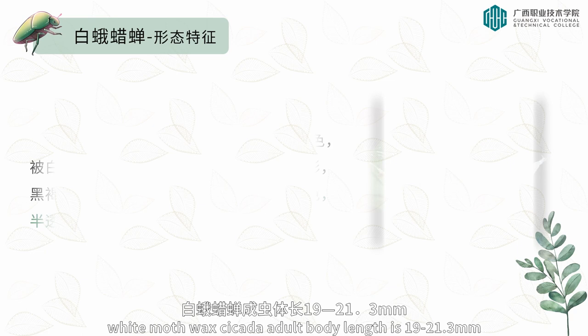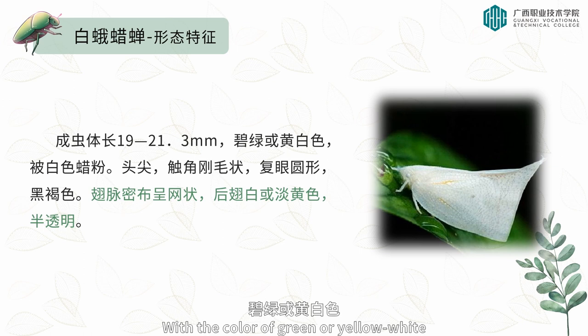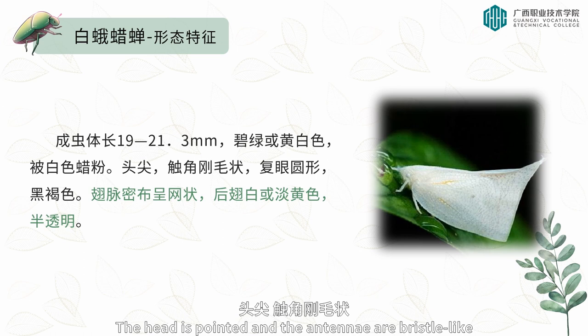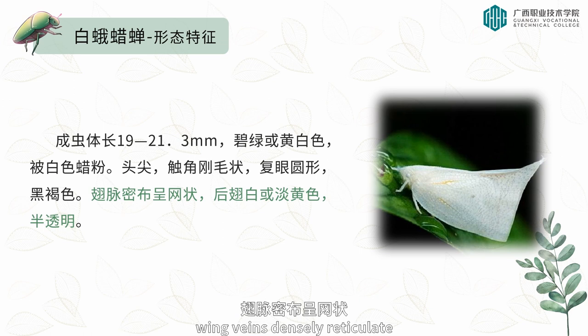White moth wax cicada adult body length is 19 to 21.3 millimeters, with a color of green or yellow-white, covered with white wax powder. The head is pointed and the antennae are bristle-like. Compound eyes, round black-brown. Wing veins densely reticulate. Hind wings, white or yellowish translucent.